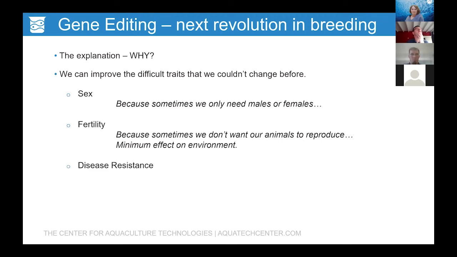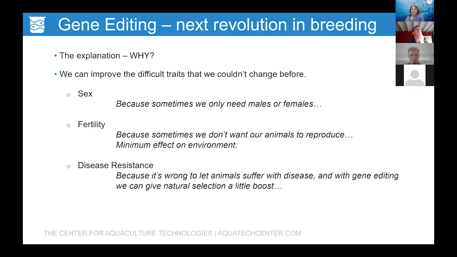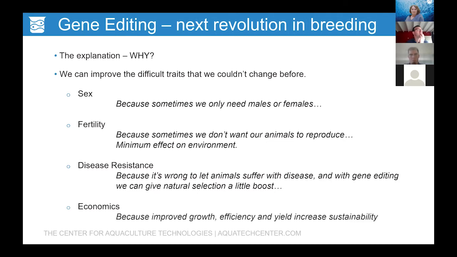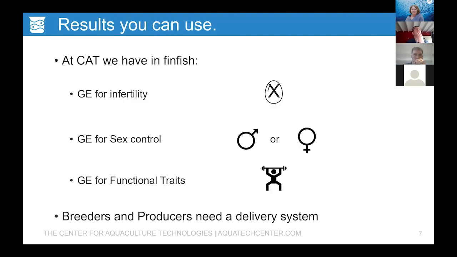And disease resistance is rightly identified as one of the major target traits, and we see that it's right and proper for us to address the issues of disease. Using gene editing, we have a new tool to target genetics that affect disease resistance and give natural selection a boost. And then there's the economic aspect. From a sustainability point of view, it's important that we're making animals more efficient in terms of their growth, so faster growth, less feed consumption, and increasing the yield of the product. All of those affect the economic sustainability of farming.